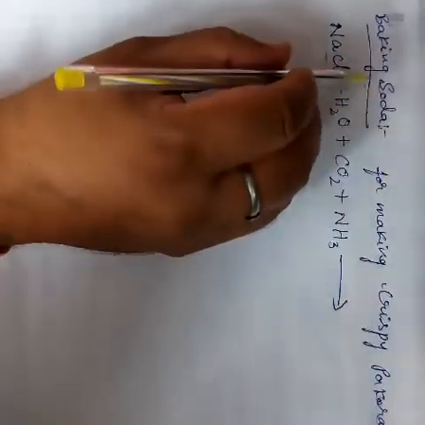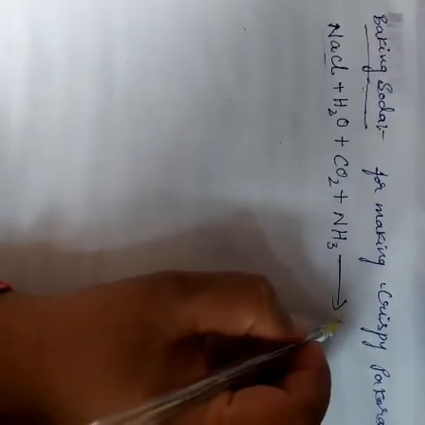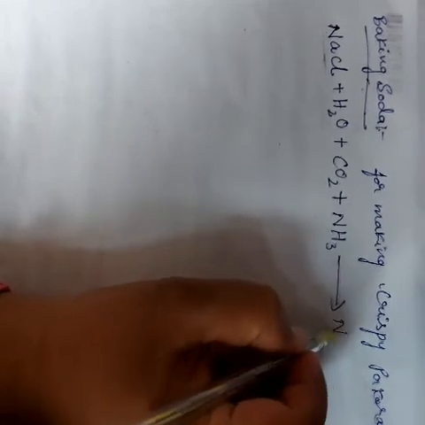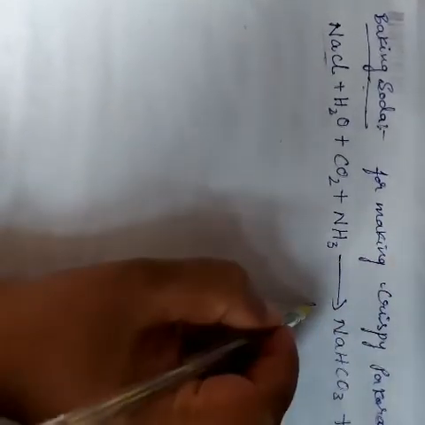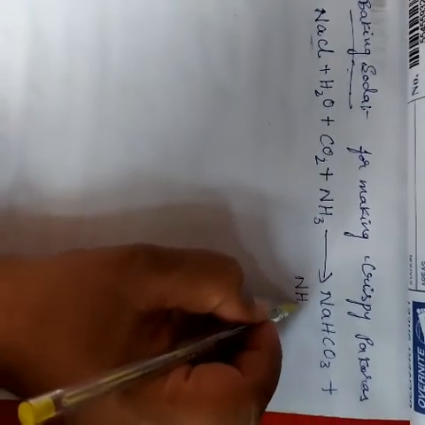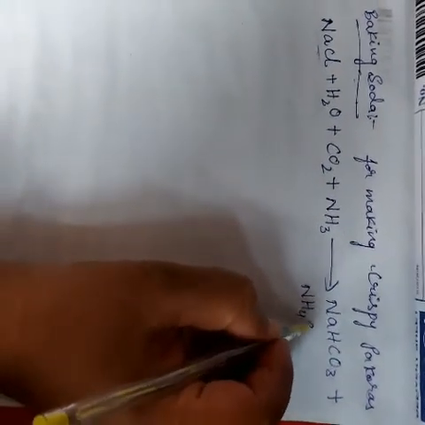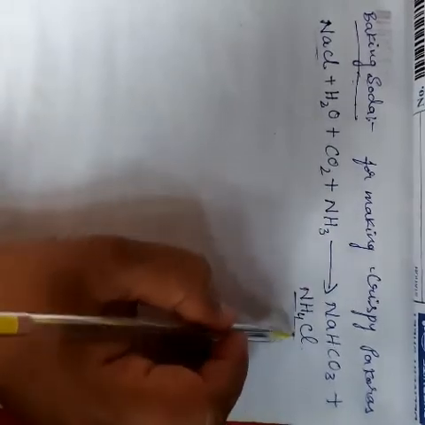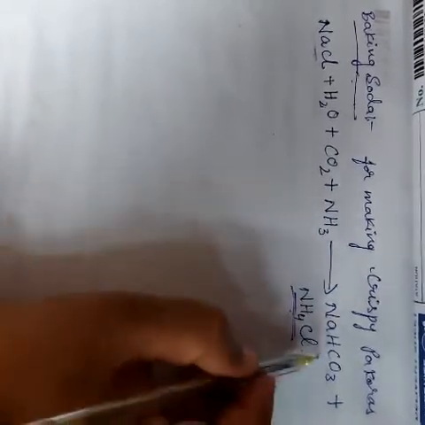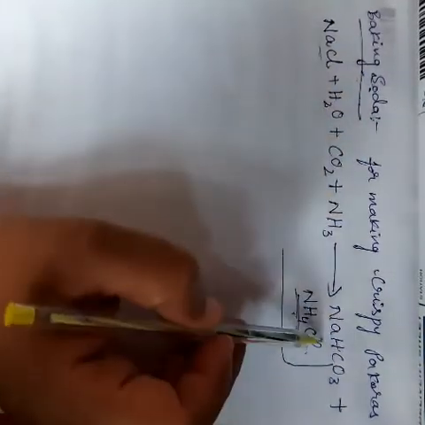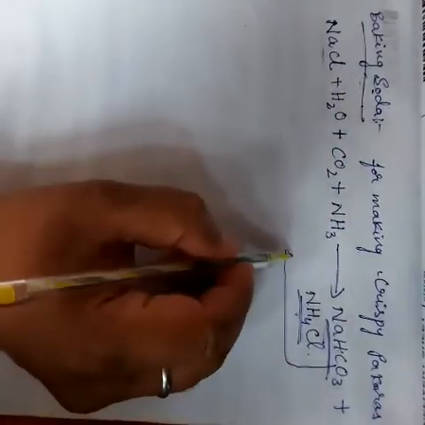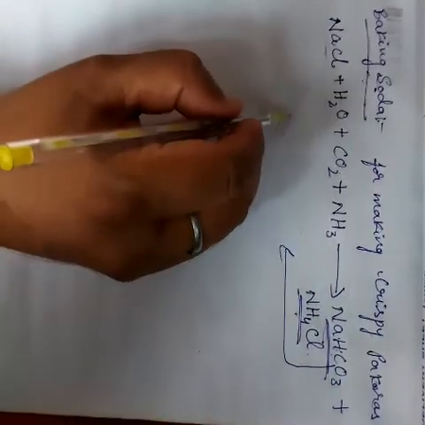By these compounds, formation of baking soda, that is NaHCO3 plus ammonium chloride, NH4Cl. This one product is ammonium chloride, and this product is called baking soda. The common name is baking soda, and the science name is sodium hydrogen carbonate.